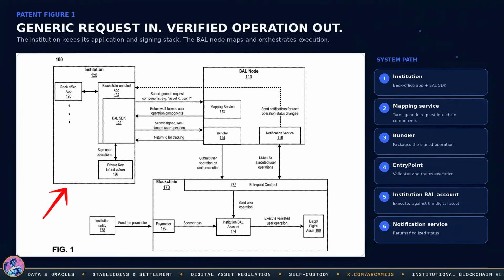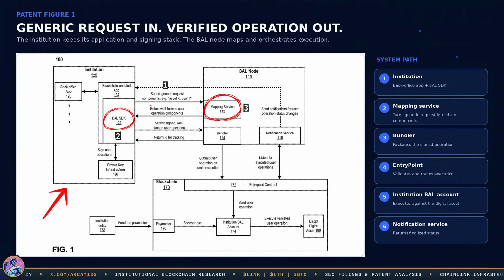On the left is the institution. Its back-office application does not need to construct a raw transaction. It sends a generic request, something like asset X and user Y, through the BAL software development kit. The Chainlink node then uses a mapping service to translate that request into the correct on-chain components.